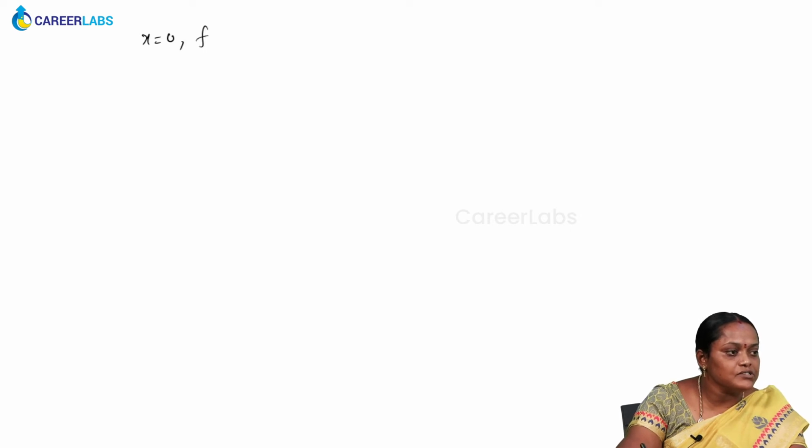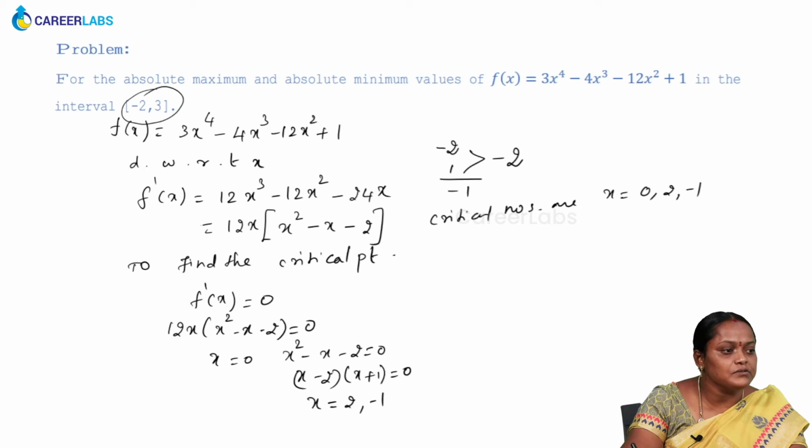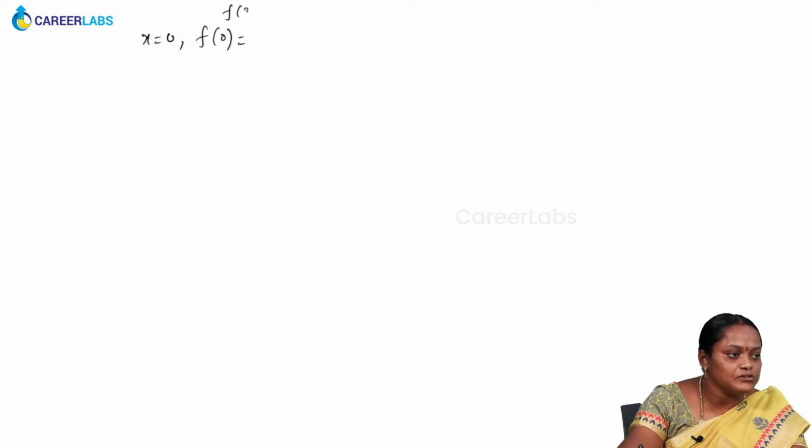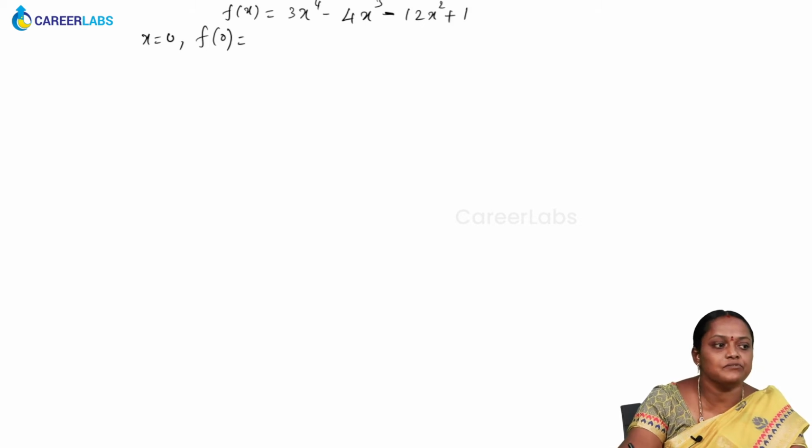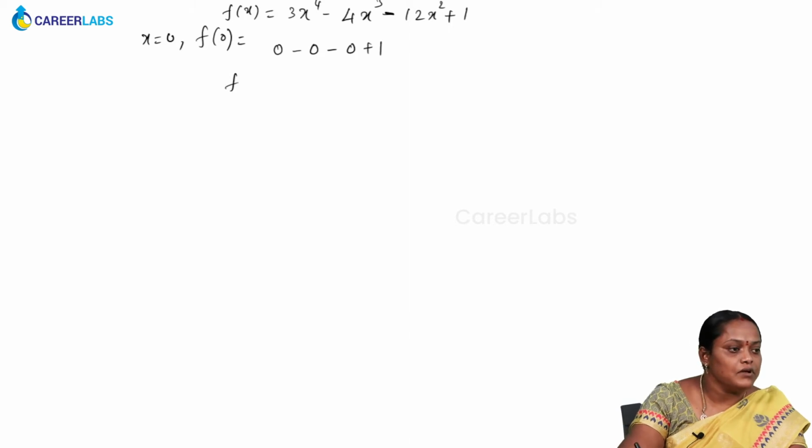So, what will be the function value? F of 0 will be equivalent to, so the function is nothing but 3x power 4. Let me write that also. F of x is nothing but 3x power 4 minus 4x power 3 minus 12x square plus 1. This is the given function. So, at the point x is equal to 0, this will give you the value as 1. So, the value of f of 0 is nothing but 1.